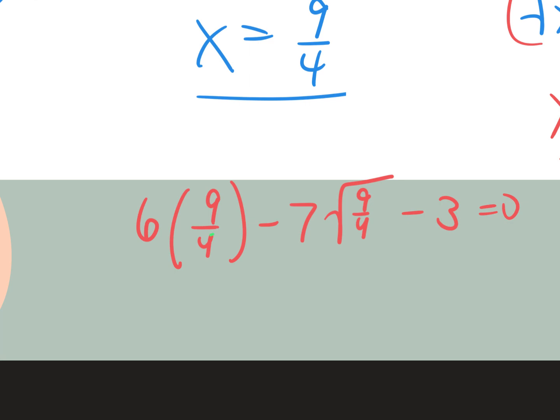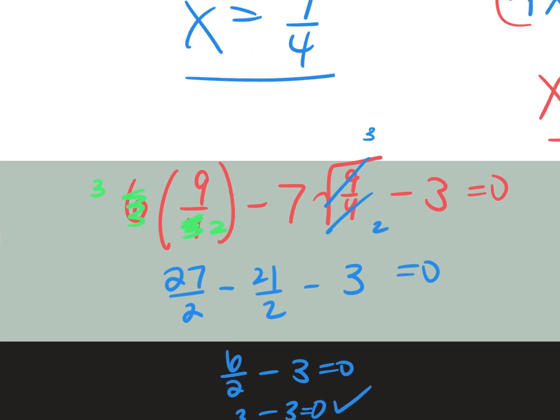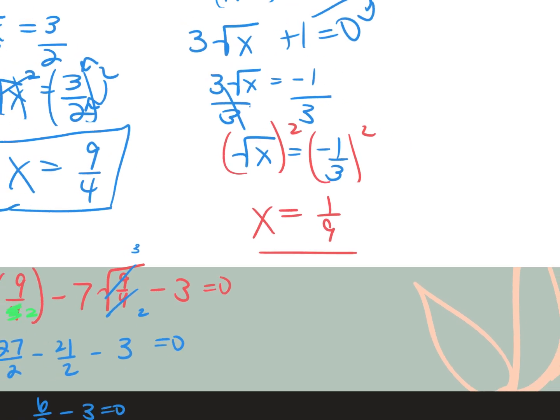So when I simplify, this will become a 2, and this becomes a 3. So 3 times 9 is 27/2, okay? If I take the square root of 9, I get 3, and the square root of 4, I get 2. So this gives me minus 21/2 minus 3. Does it equal 0? Well, 27 minus 21 is 6. 6/2 minus 3. 3 minus 3 equals 0. This works. So good. x equals 9/4. We're good to go. So let's check 1/9.